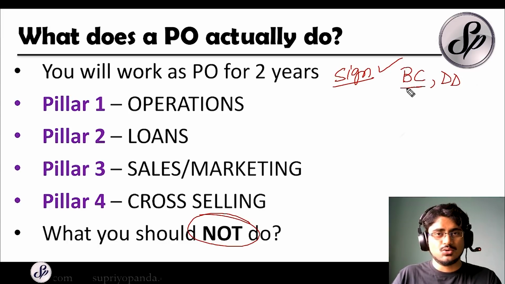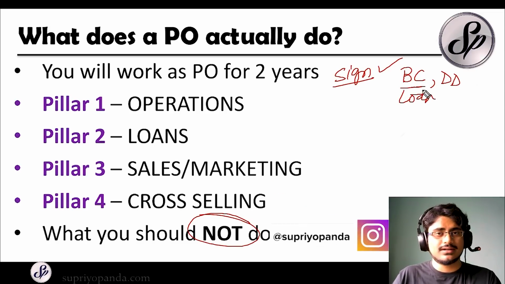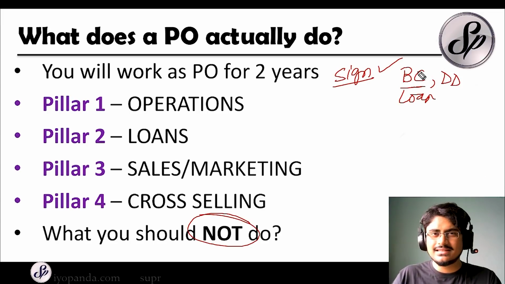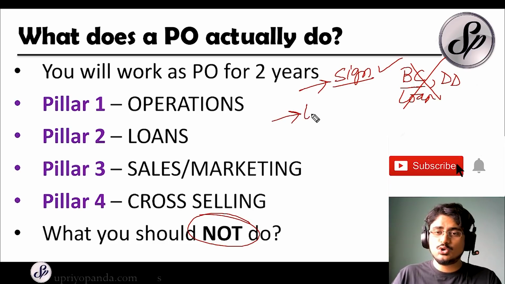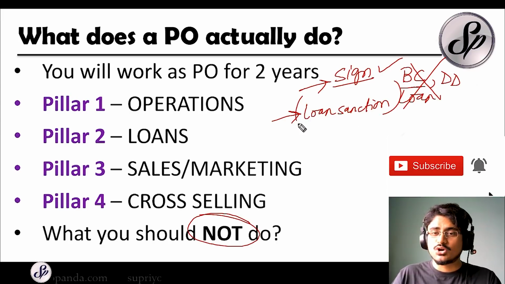Then also the DD, don't sign the DD as well. And also in important loan documents, you should not have your signature. Any places where you feel it's a bit of high accountability, don't sign those places. It's very important that you avoid these things because you are just a PO, so you should not be signing those things. The second thing you have to remember, do not do any kind of loan sanction. Understand this. You can process loans.